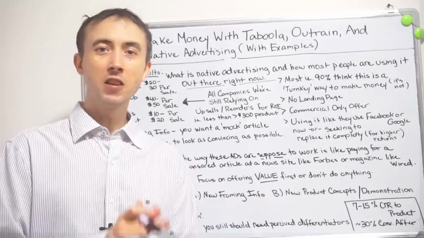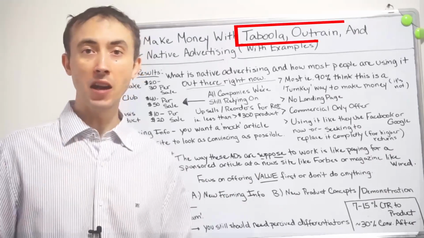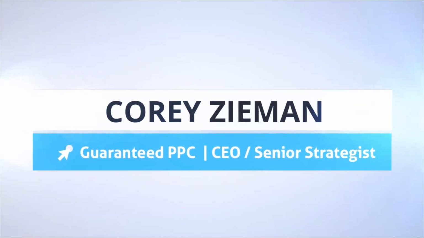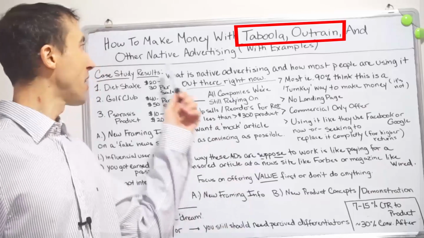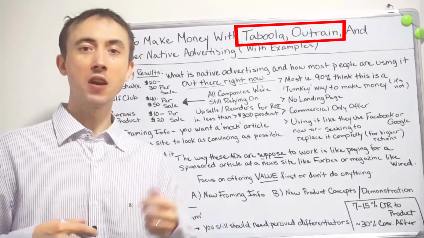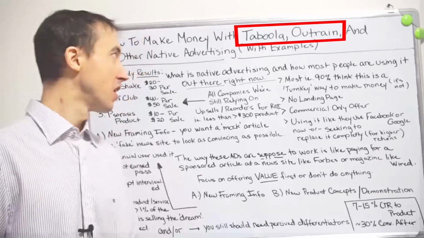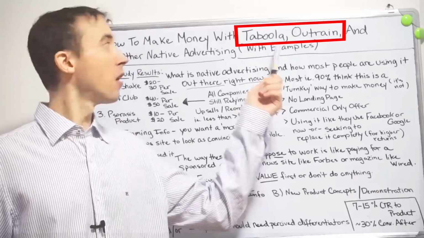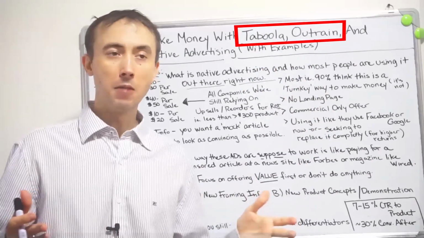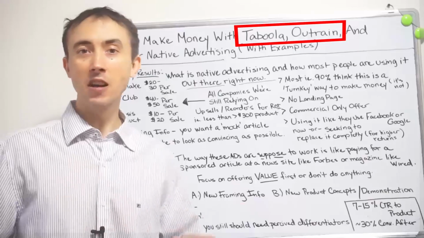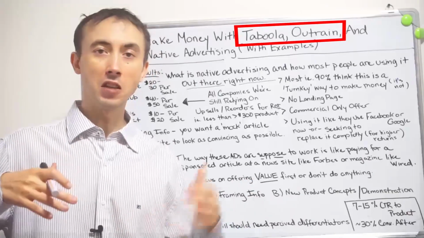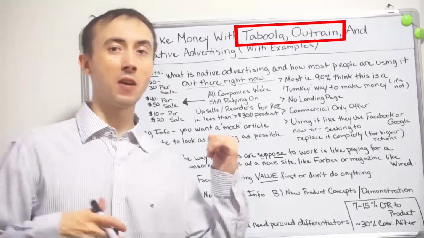Okay, on today's video here, we're going to talk about Taboola, Outbrain, and native advertising in general. Native advertising is the name of basically the classification or category of PPC advertising that PPC ad networks like Taboola and Outbrain fall under. There are also other ones out there, like RevContent, a bunch of other what I call second and third tier native advertising networks that we're also going to talk about in this video.